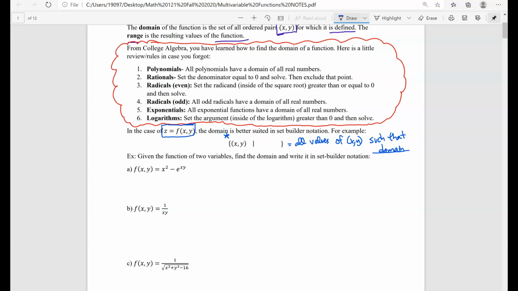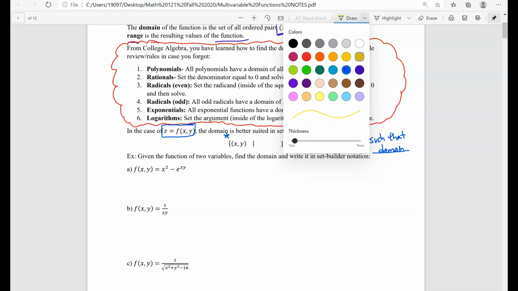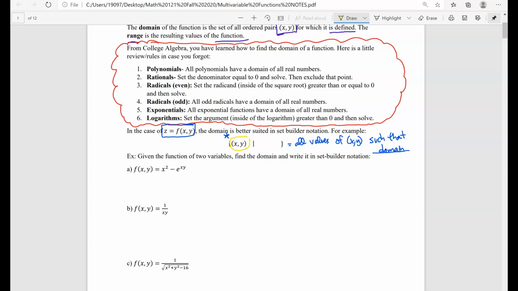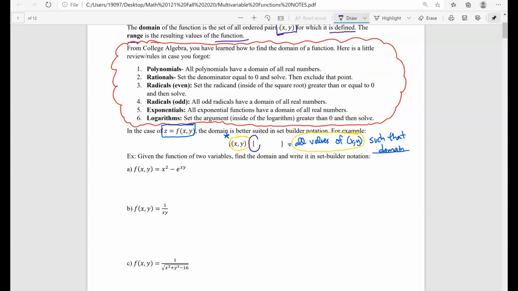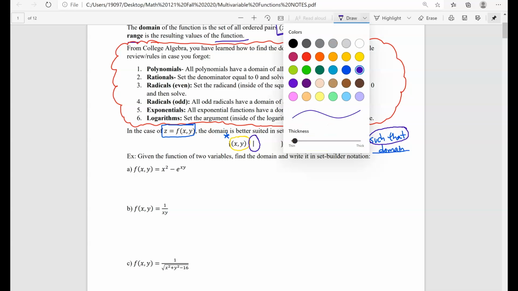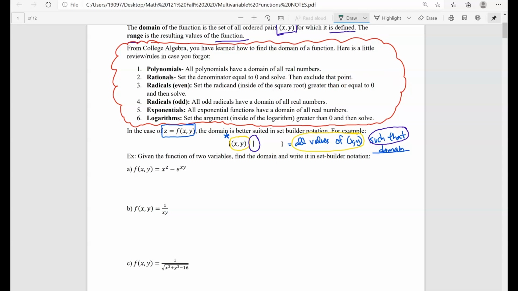Okay, so let me put in color what that means. This x and y right here corresponds with this, all values of x and y. That's how you read it. Then you have this little straight line right here. That straight line corresponds with such that. And finally, we have this empty space, which is going to be the domain. Whatever the domain is, you're going to plug in there. Okay, so let's do a couple of examples.